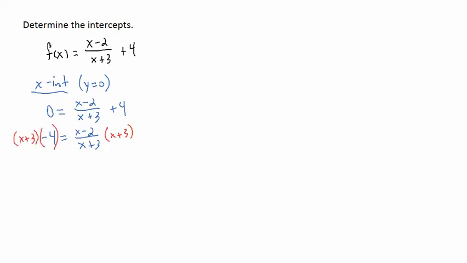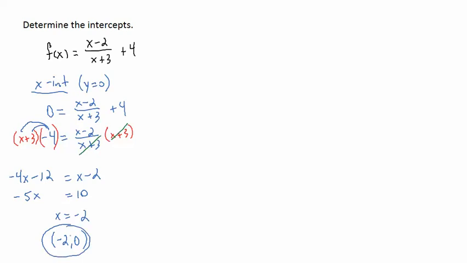So I'll multiply x plus 3 times negative 4. On the right side, the x plus 3's cancel. That cancels the denominator like we wanted. So we have x minus 2. And on the right side, we have to distribute our negative 4 to get negative 4x minus 12. Now we just finish getting x by itself. So let's subtract x from both sides to get negative 5x. Let's add 12 to both sides to get 10. And divide both sides by negative 5 to get x equals negative 2. So that gives us an x-intercept of x being negative 2 and y being 0.